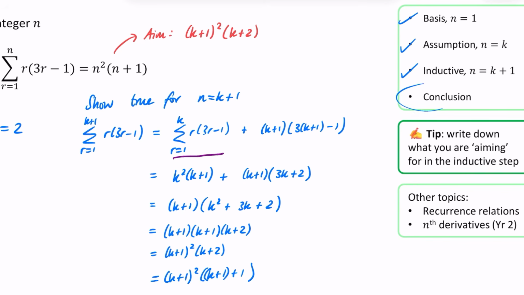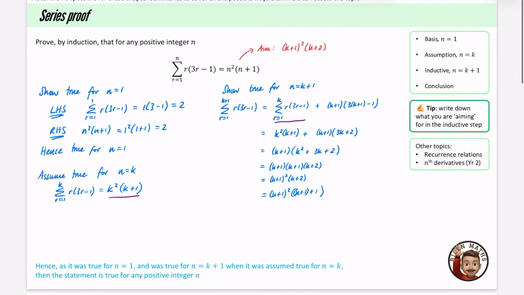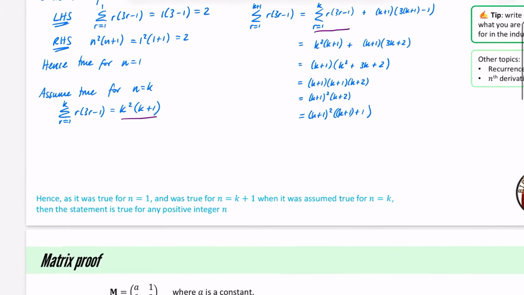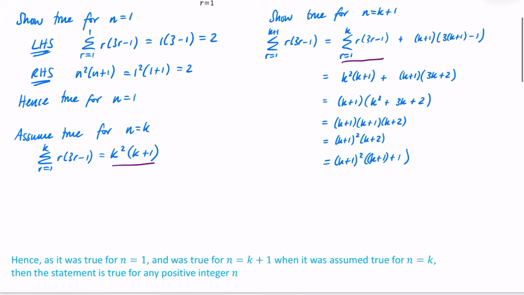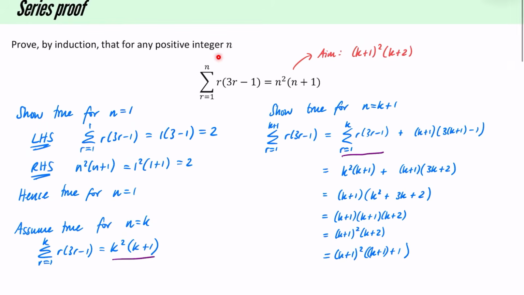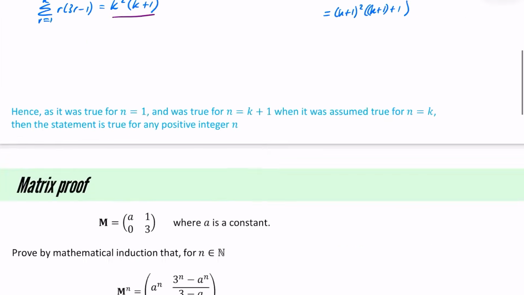And then to save time for the conclusion, I've actually pre-written the conclusion. But you can check that you've got something similar to what I've got here, just because I didn't want you to sit here and watch me writing long sentences out. So we say something like this: hence, as it was true for n equals 1 and was true for n equals k plus 1 when it was assumed true for n equals k, then the statement is true for any positive integer n. And I've copied that kind of language that they've used in the question there.